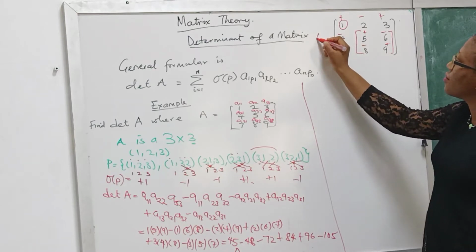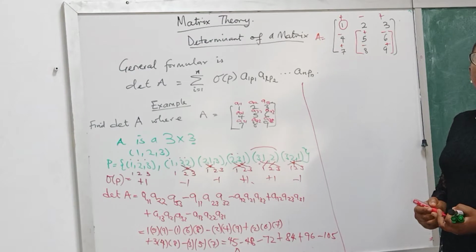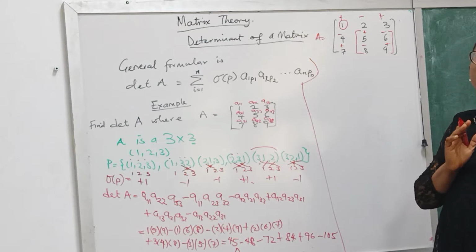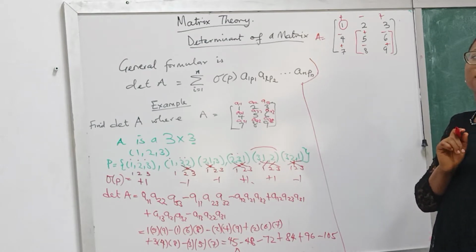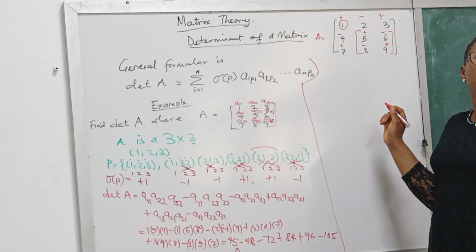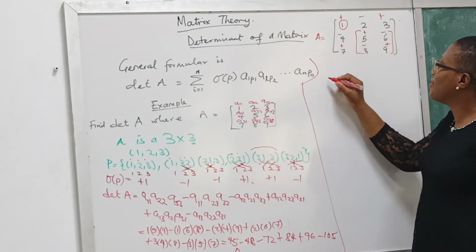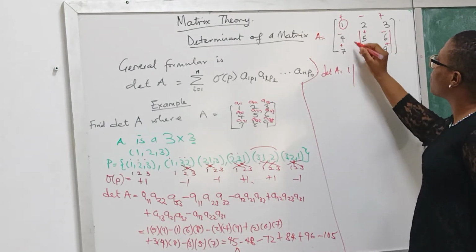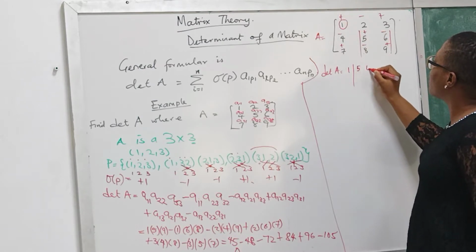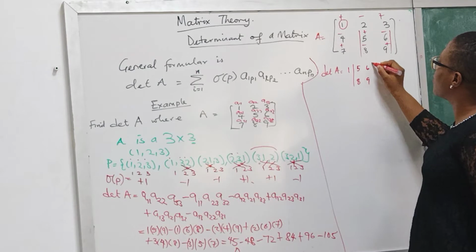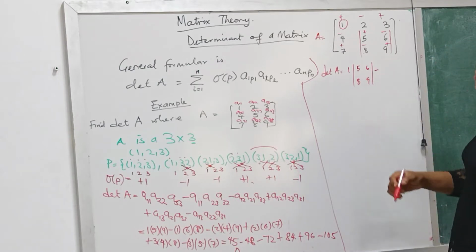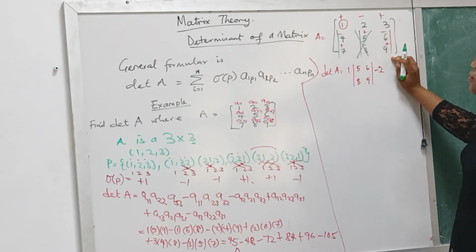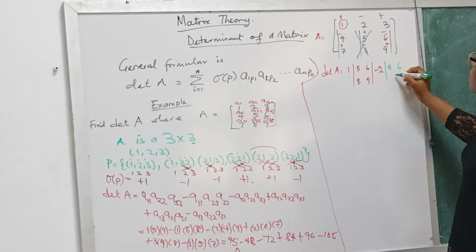It's not times that matrix, it's times the determinant of the matrix. Yes, times the determinant of that matrix. So I have 1 times, because this is plus 1, the determinant of 5, 6, 8, 9. Minus 2: you are going to cancel this side and take the determinant of the remaining entries. So we have 4, 6, 7, 9.